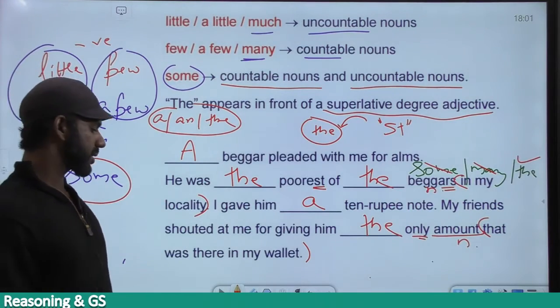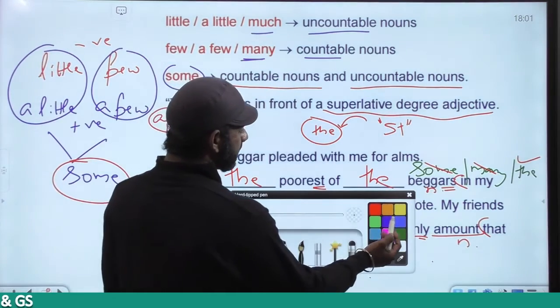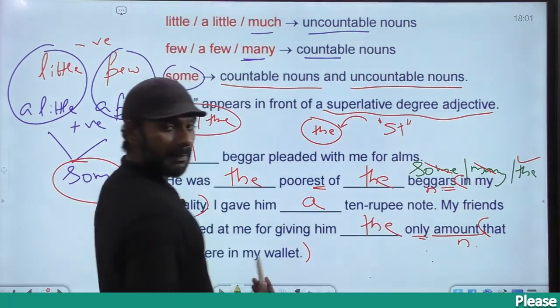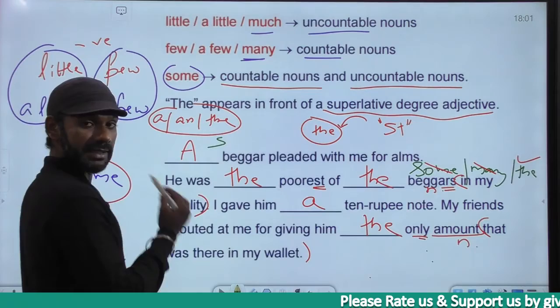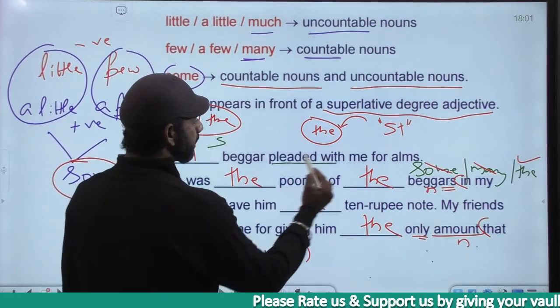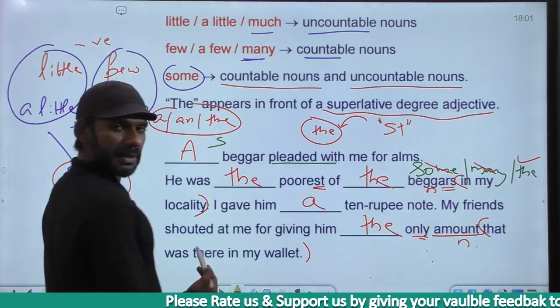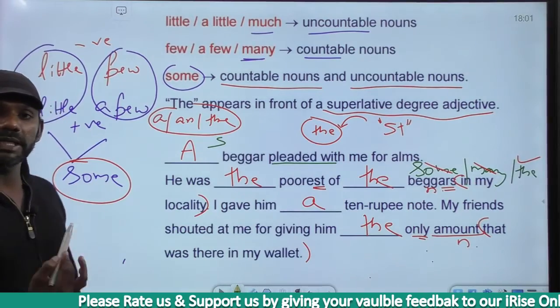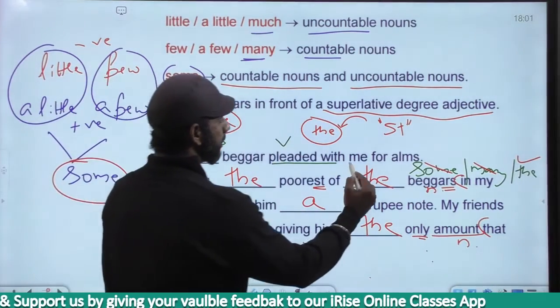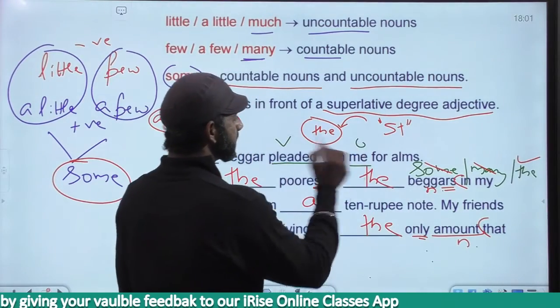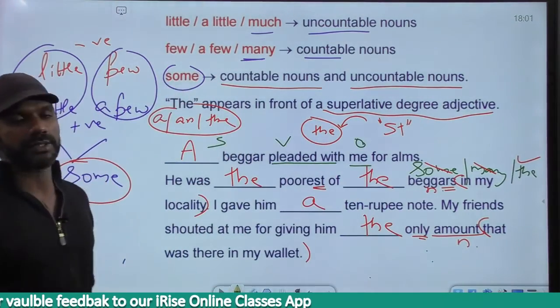Now, a beggar pleaded with me for alms. Active voice or passive voice? Did the beggar do the action or receive the action? A beggar did the action. The subject comes at the beginning in the active voice. Pleaded is a verb. With is a preposition. A verb followed by a preposition is called a phrasal verb. Pleaded with is a verb here. Me is the object here. Subject, verb, object, active voice.